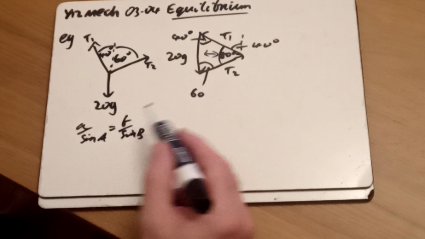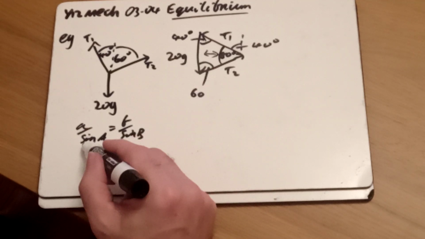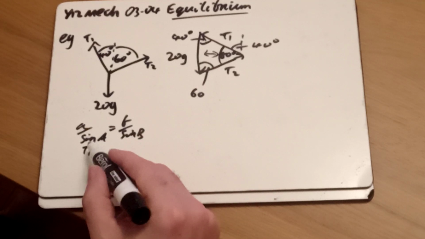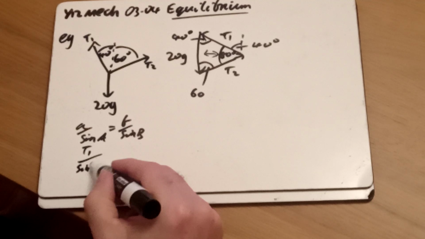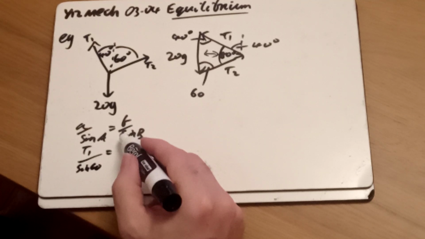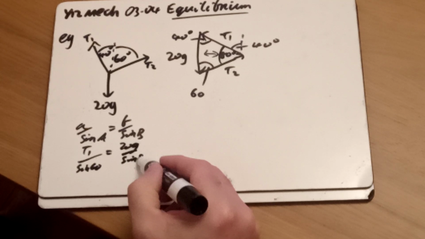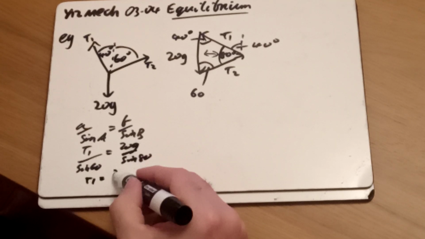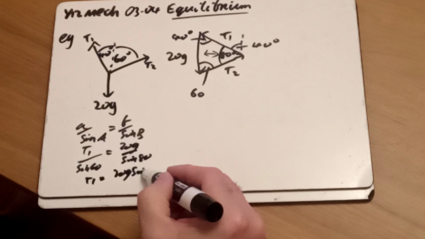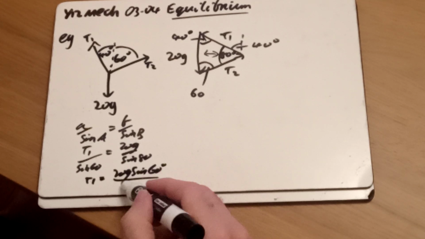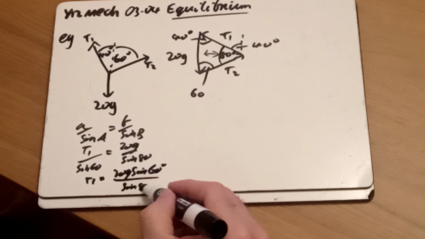So to find the lengths, I'm going to use a over sine A equals b over sine B. Always have what I need, so let's choose one to find. Let's find T1, because 1's before 2. T1 over sine 60 equals 20g over sine 80. So T1 is 20g sine 60 degrees, don't forget, over sine 80 degrees.